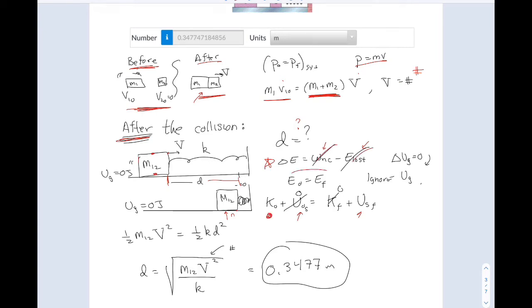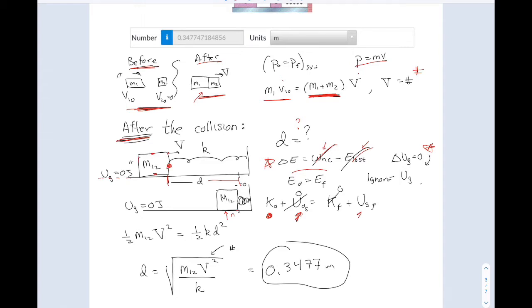So my before picture is they're both moving with kinetic energy. My reference point for gravity is here. This thing's not moving up and down, so it's not that I'm ignoring gravitational potential energy, it's just that it doesn't change. So initial energy is kinetic, they're both moving. Initial potential energy stored in the spring is 0, because it's not compressed yet.